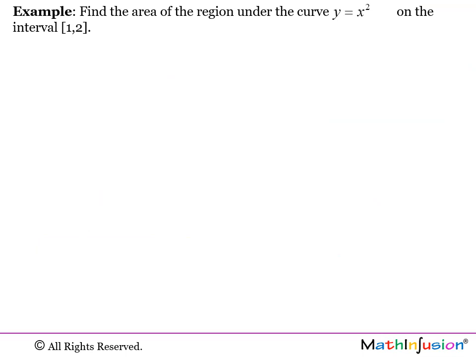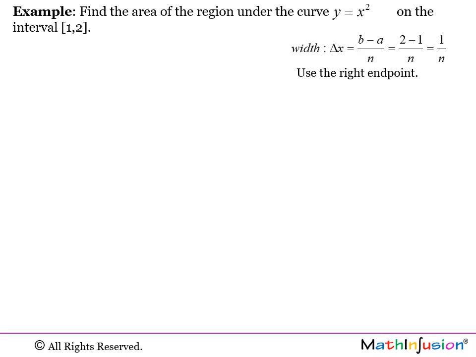Example. Find the exact area under the curve y equals x to the power of 2 on the interval [1, 2]. In part 1 we did a similar problem, but much easier than this. But the principle is exactly the same. The width of each rectangle is delta x, which is (b minus a) over n. In this case it's (2 minus 1) over n, which is 1 over n.